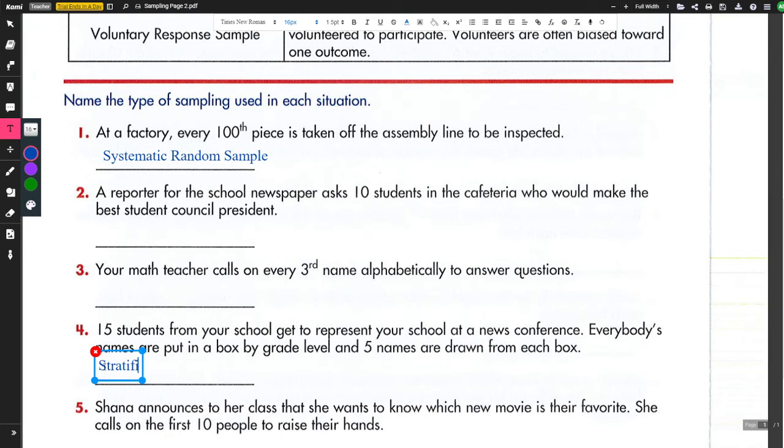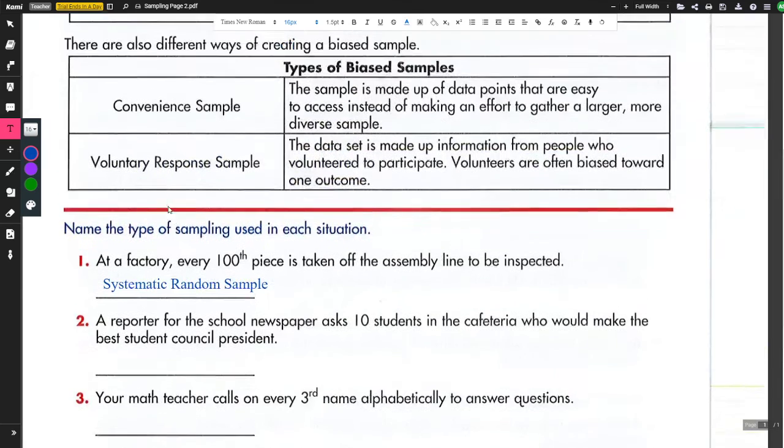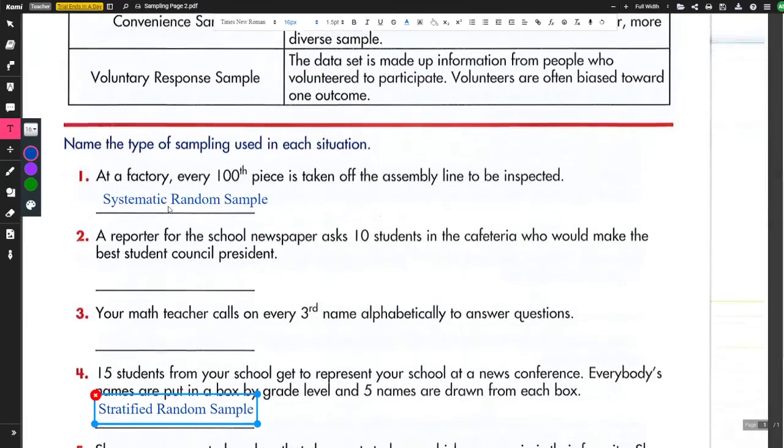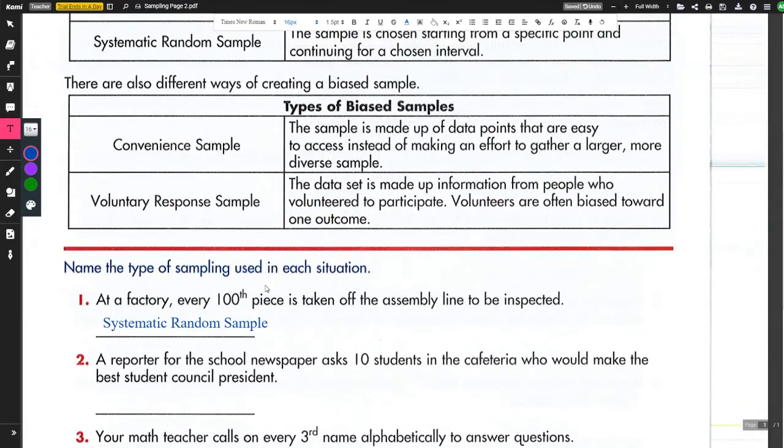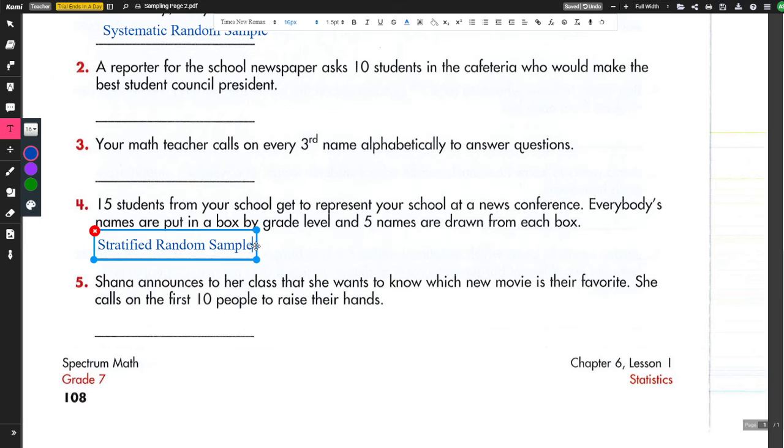Stratified. I spelled this wrong. Random sample. Let's see how stratified is supposed to be spelled. Oh no, I spelled it right. I fixed it.